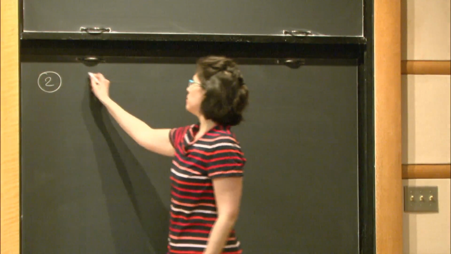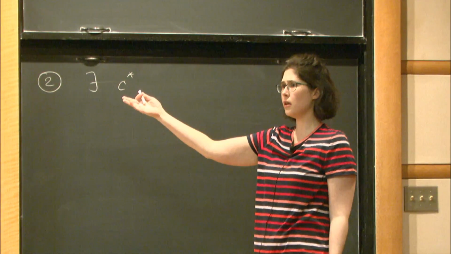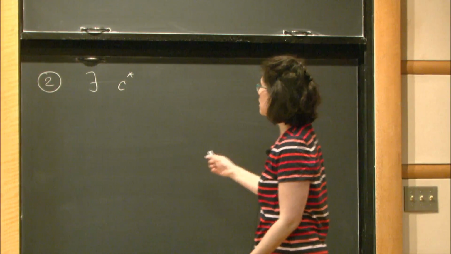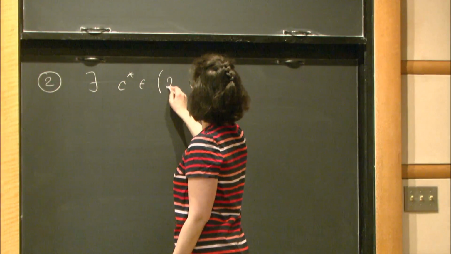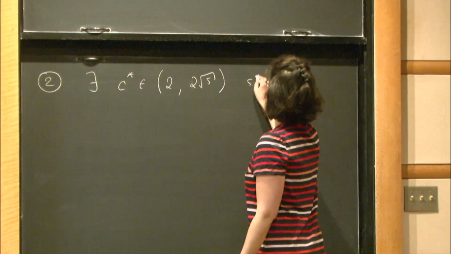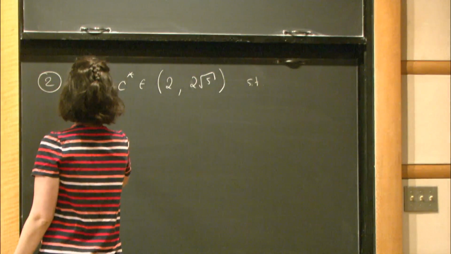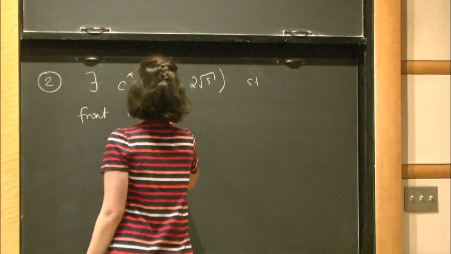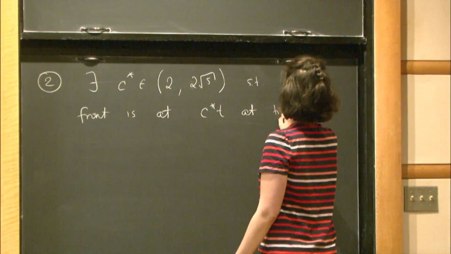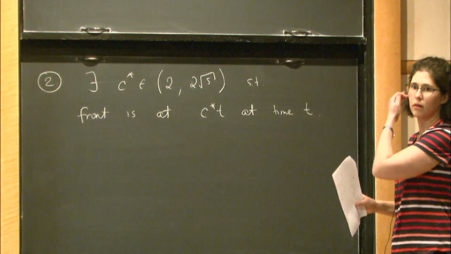And I also show that there's some constant, using methods really similar to these. I'm not going to say anything about the methods for the propagation, but I'll just say there is a constant in 2, and in this case 2 radical 5, such that, and again, I won't even state it precisely, such that the front is at c star t at time t.